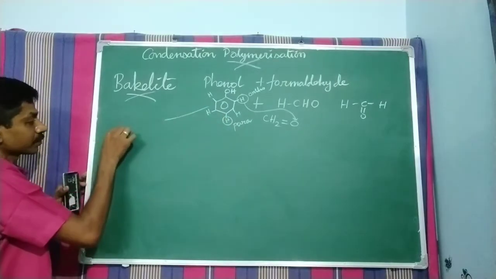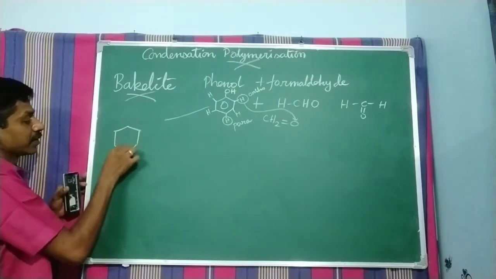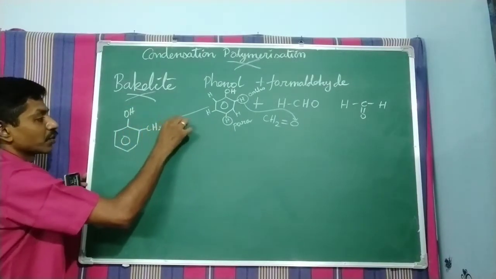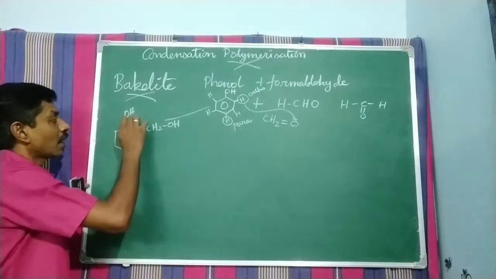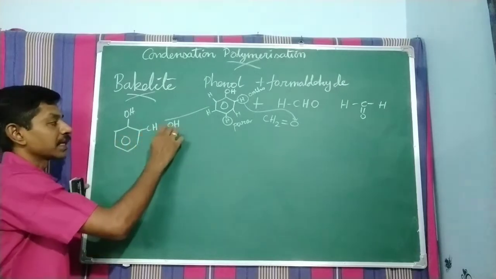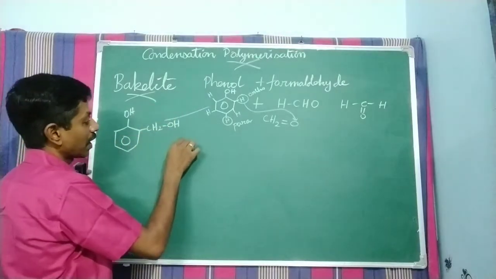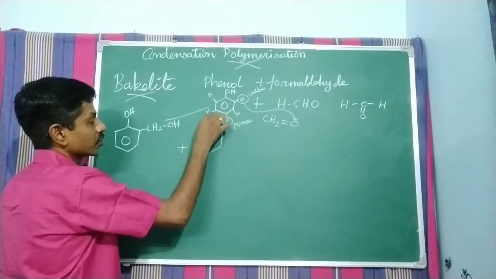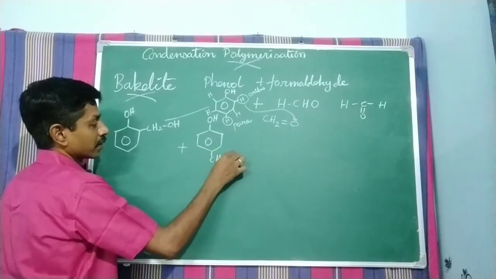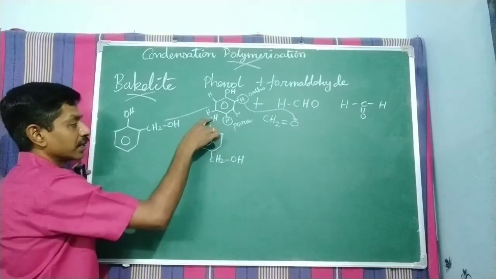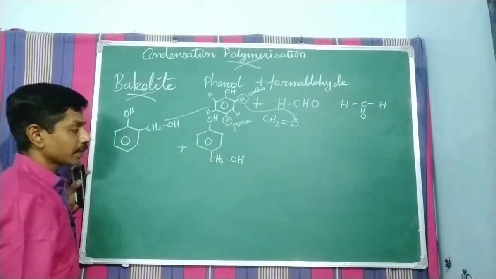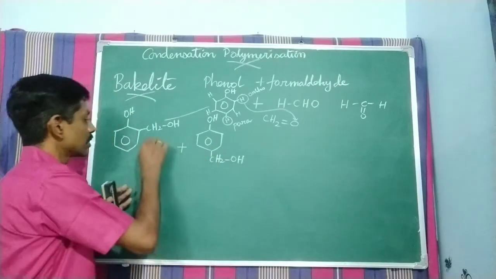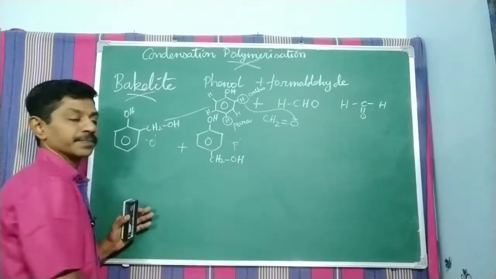I will draw them. One molecule has the OH group here, and at the ortho position we have a CH2OH group. Ortho hydroxy phenyl methyl alcohol, you can say. And for the next one, you see this CH2OH group is attached at the para position. Methyl alcohol, you can call it methanol also. So this is another combination, this one in the ortho position and this one in the para position.